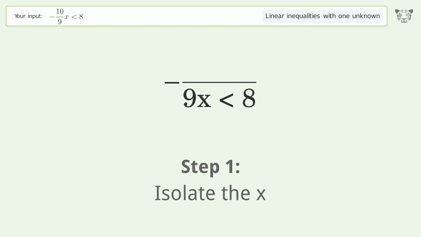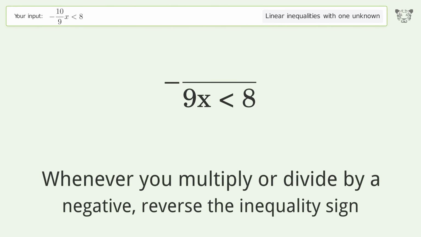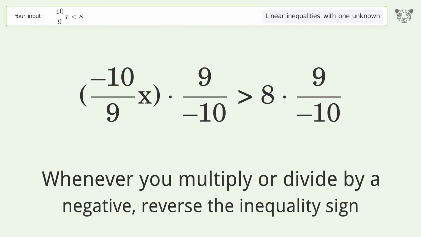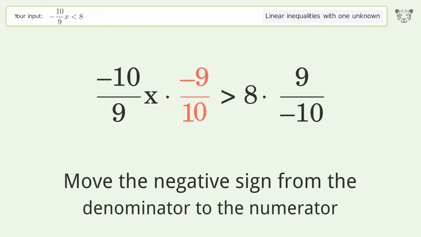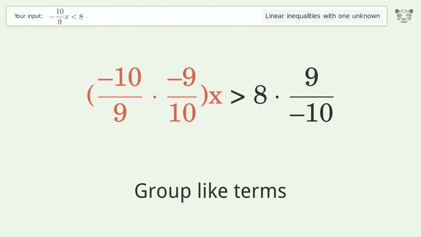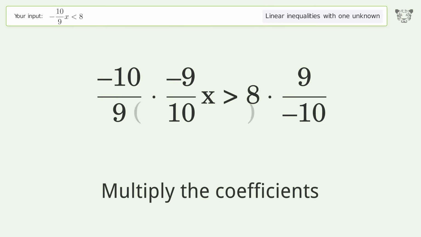Isolate the x. Multiply both sides by inverse fraction 9/-10. Whenever you multiply or divide by a negative, reverse the inequality sign. Move the negative sign from the denominator to the numerator. Group like terms. Multiply the coefficients.